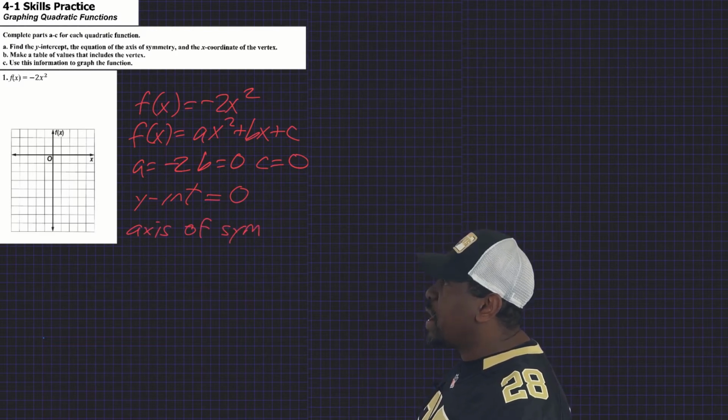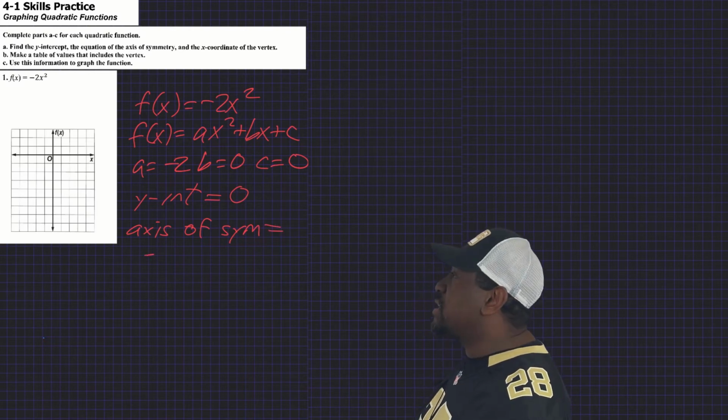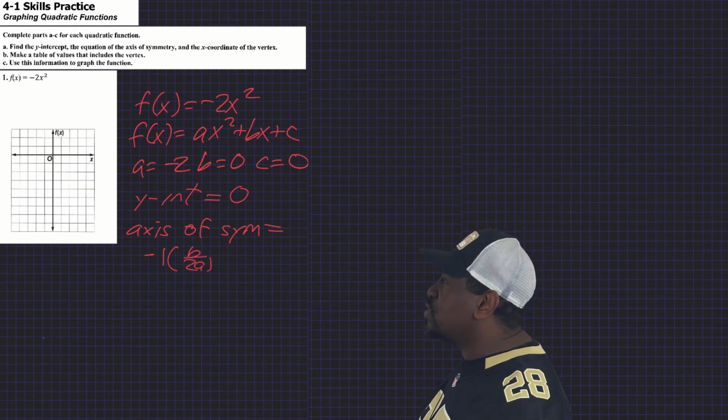And so that's going to pop up. It is a vertical line that creates the line of symmetry. And so as you can see, the equation pops up here, negative 1 times b over 2a. Since b is 0, we will substitute 0 for b, and we will substitute negative 2 for a.